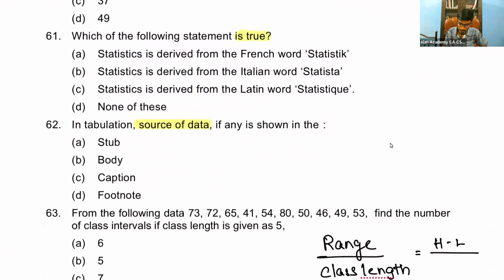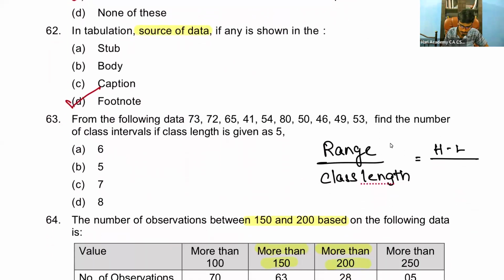First question, which of the following is true? They are asking, we have an introduction chapter from statistical description of data. The French word statistique, German statistik, Italian statista, Latin status, they have given. Then they are saying none of this. What is true they are asking? It is directly option C is your answer. Next, in a tabulation, the source of data, if any, is shown in which note? It will show in the footnote in a tabulation. So the answer is footnote.